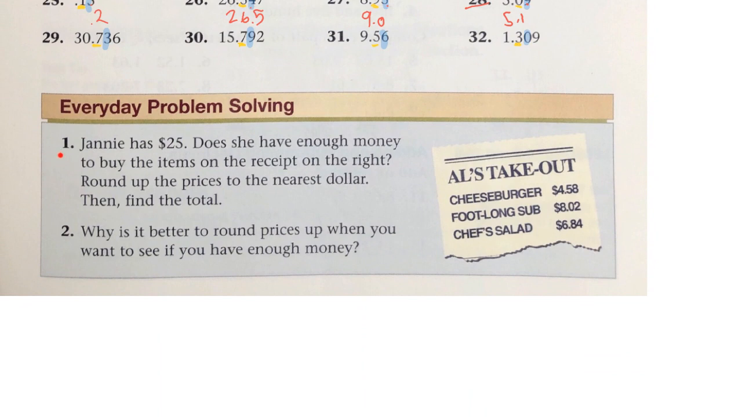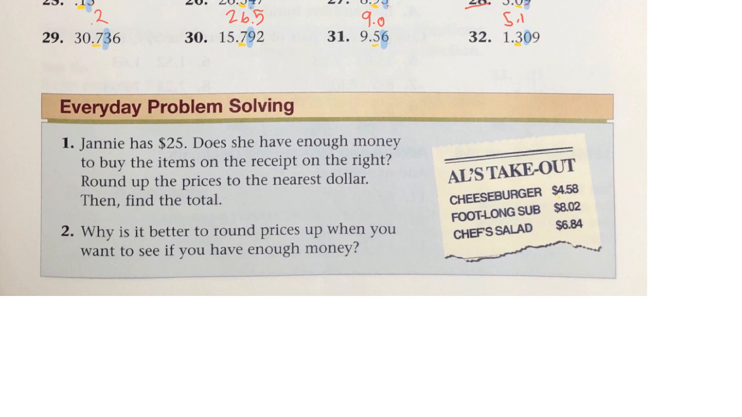Janny? I think that's Janny. Janny has $25. Does she have enough money to buy the items on the receipt to the right? Round up the prices to the nearest dollar, then find the total. Remember, she's got $25. So if we round these to the nearest dollar, it'll help us do our math.